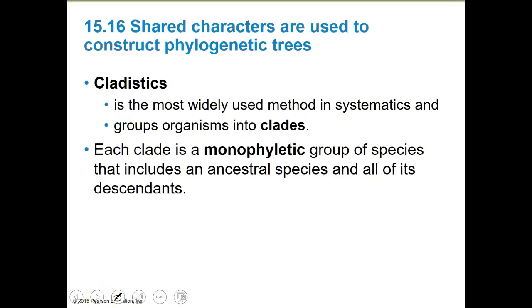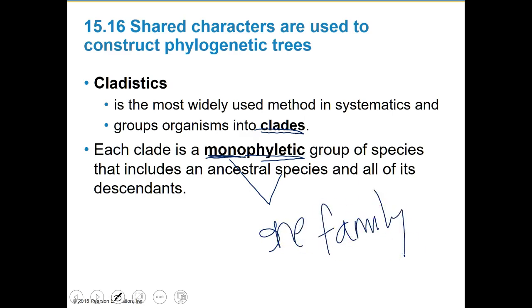Cladistics is the most widely used method of systematics. It groups organisms into clades, and each clade should be one monophyletic group. So one evolutionary family. We want them to be one family, and we want it to include all ancestral species and all of its descendants. So sort of like a family tree. Think about your nuclear family. A monophyletic group would sort of be like you and your parents and your grandparents. But if we're including your grandparents, we're also including your aunts and your uncles. We're also including your cousins.